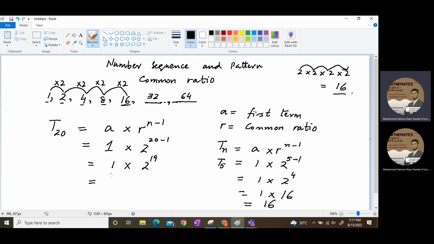And this is going to be 524,288. I took a little more time because I did not have a calculator at the time. Then I used the calculator of my mobile phone to find it out. So this is the 20th term of this given sequence. I am sure that you have understood it well.